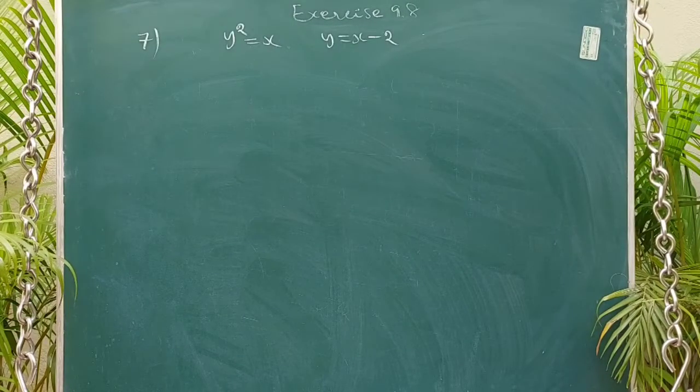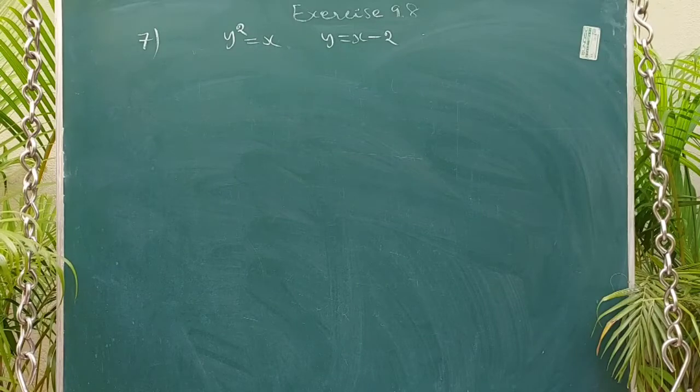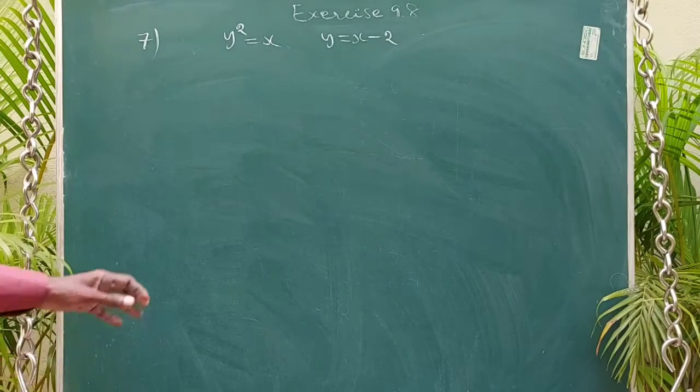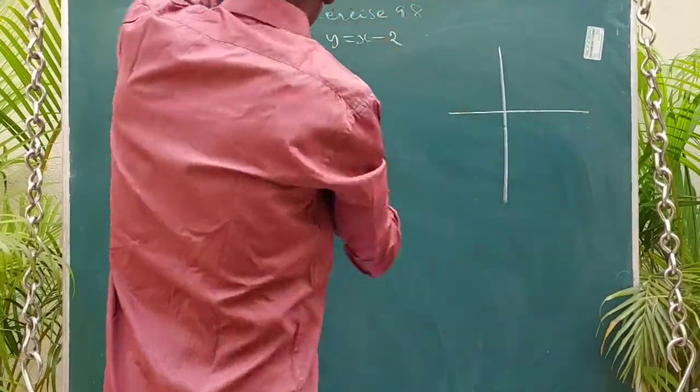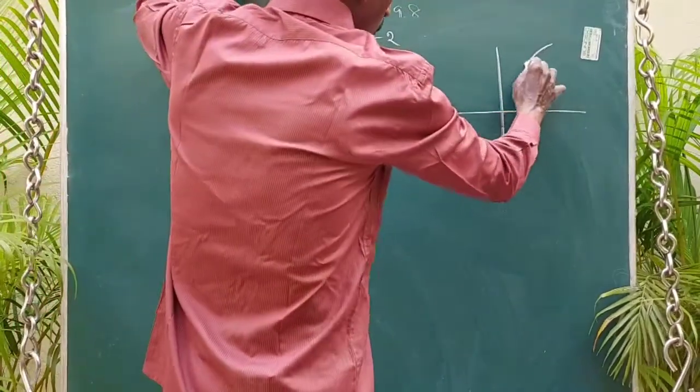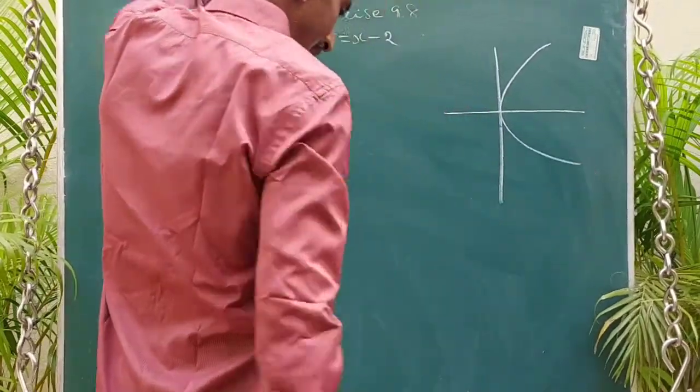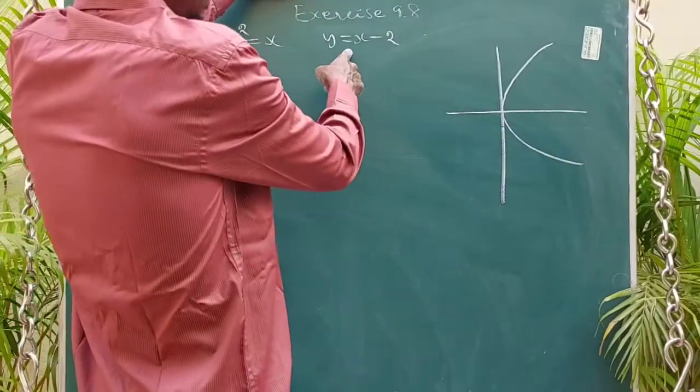Okay, question number 7 in exercise 9.8. The question is: find the area of the region bounded by the parabola y square equal to x and the line y equal to x minus 2. Listen, it is very simple, a standard parabola. Y square equal to x means a parabola opening rightward, we can draw it directly, and the equation of a straight line.